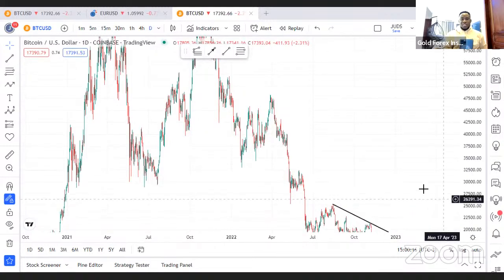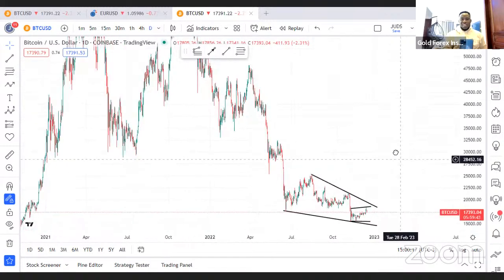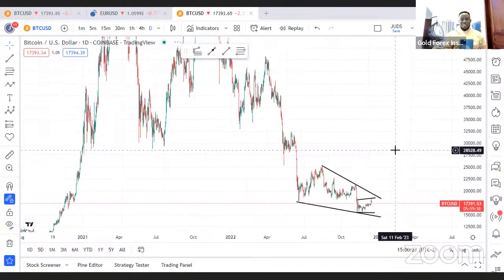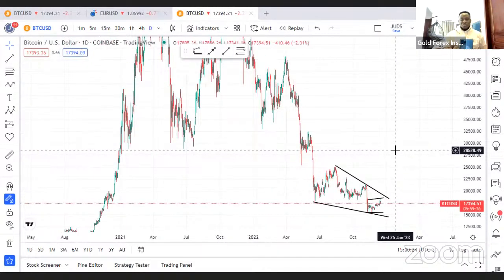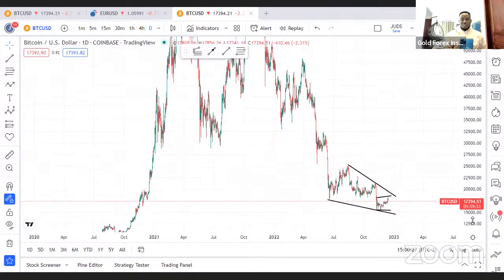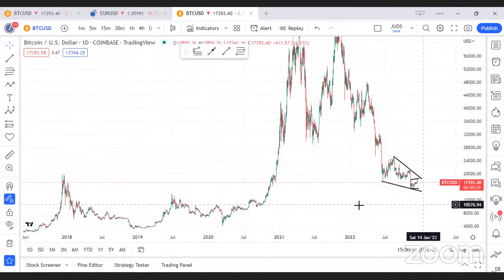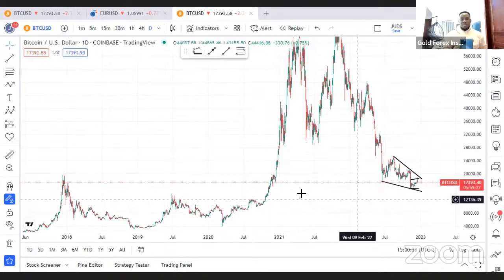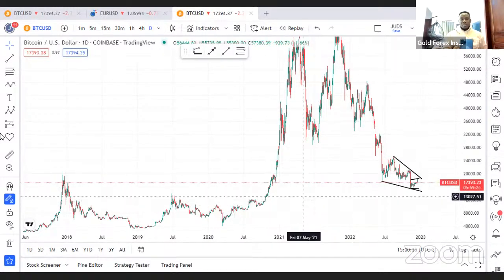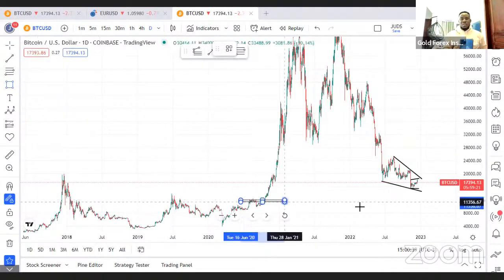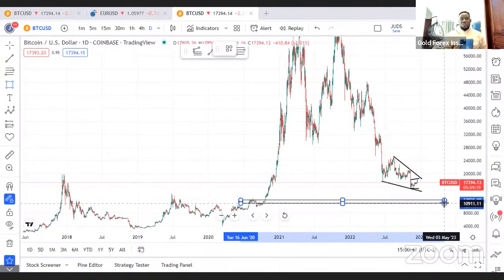So this thing, I remember I'm expecting to hit around the 12,000 thereabout. There are some interesting zones over there. It's actually for me a shark pattern. It's going to 113 of the previous move.